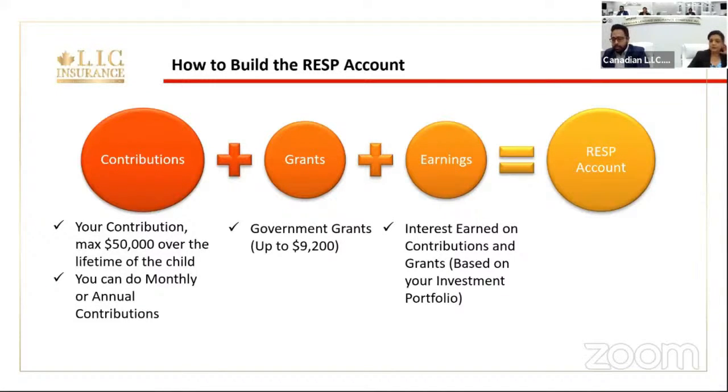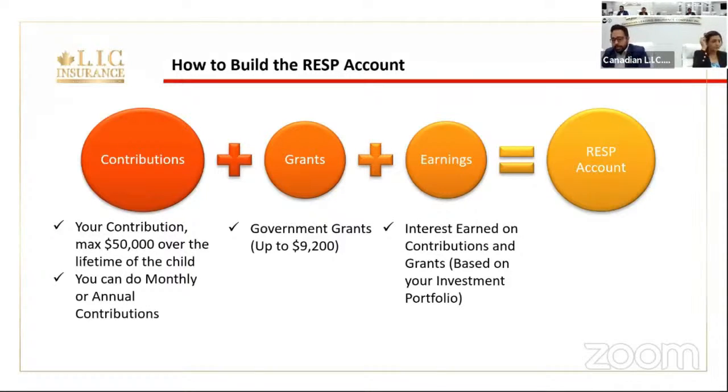It can go over 50,000, but then there are certain penalties charged by the CRA because it's a registered account. And then on top of that, you get up to $9,200 in grants, which is CESG and CLP combined together. Your contribution and grants combined, you invest that money, and it grows over 18 years or the time it is invested in the plan, by compound interest. So whatever you are putting in, on top of that there is a grant, and on top of that there's interest, and that's how you build your RESP account.